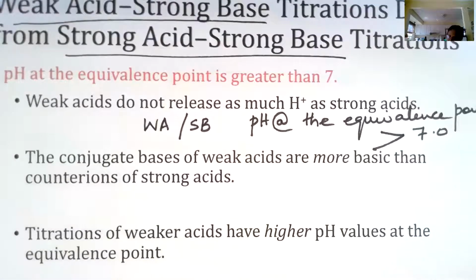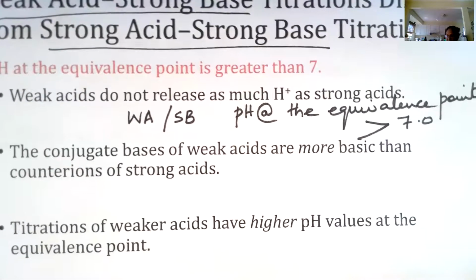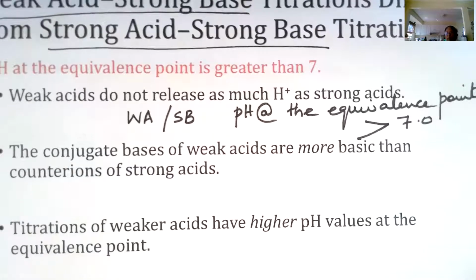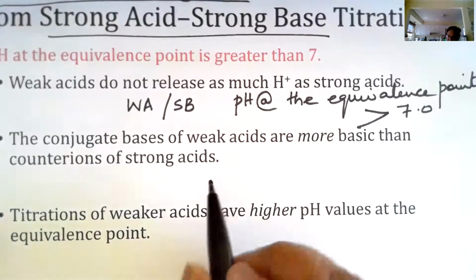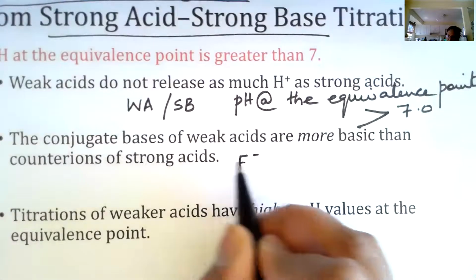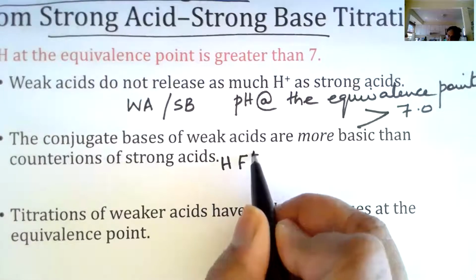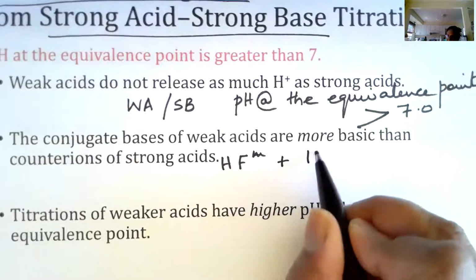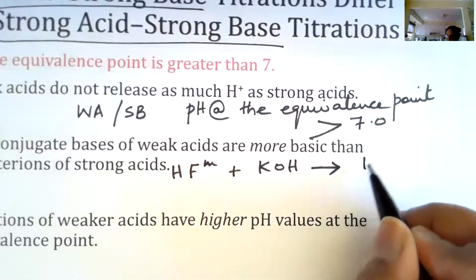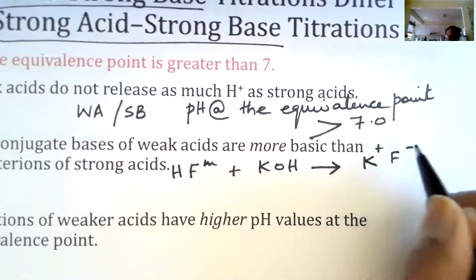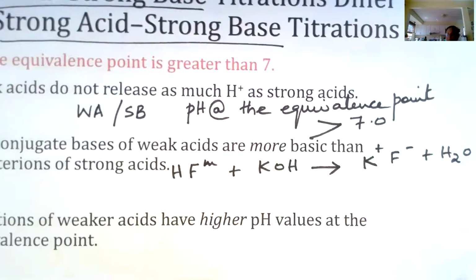Now, why is it greater than 7? We also discussed this when we did the titration curve, and also we did the calculation of the pH at every stage of a titration. So let's say you have HF as your weak acid and your strong base is KOH. The products are K plus, F minus, and water, right?